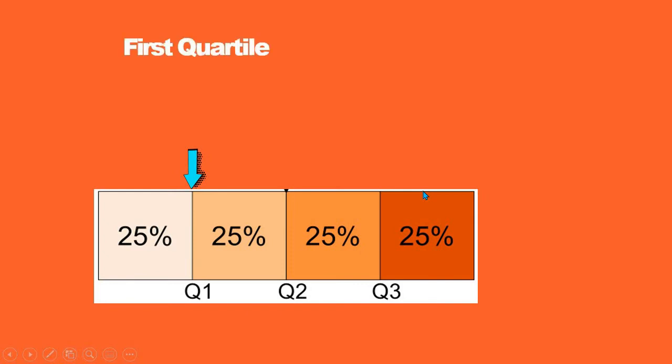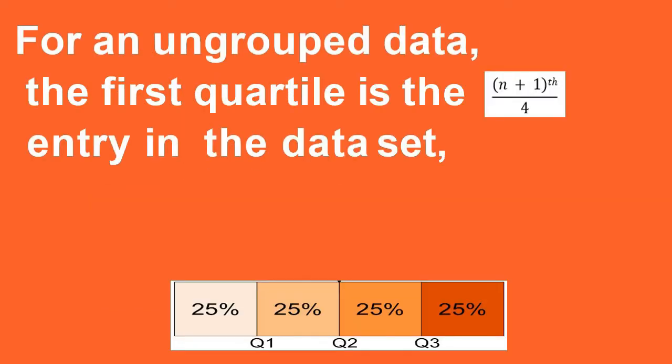First quartile, also named the lower quartile, or in symbol Q sub 1 or Q1. Again, the term ungrouped data refers to a set of data, basically a list of numbers, that is not sorted into categories, classified, or grouped.